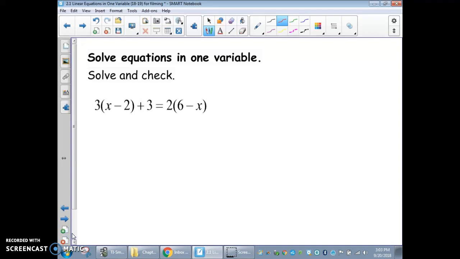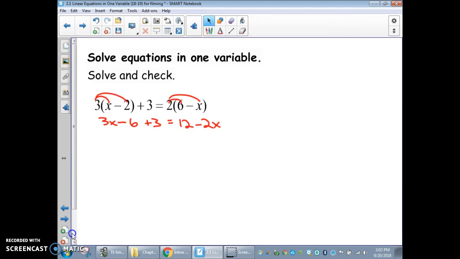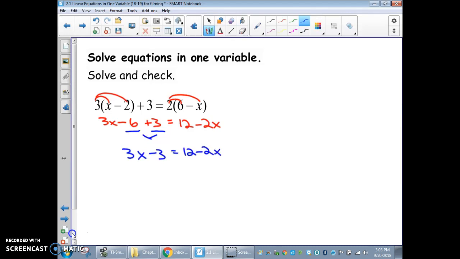So a couple of reminders with solving equations. If we have parentheses, we can distribute in 3x minus 6 plus 3. The 3 is not in parentheses. Distributing on the right side, 2 times 6 is 12 minus 2x. Also, if we have like terms, so numbers or variables that can be combined on the same side, we want to combine those. So 3x minus 3 equals 12 minus 2x. And then you can solve from there.